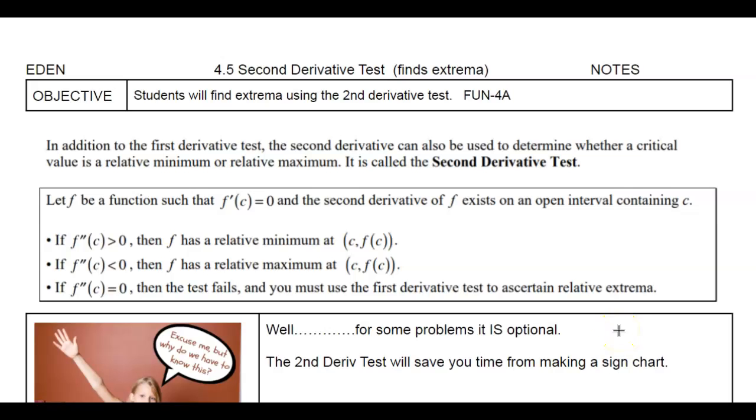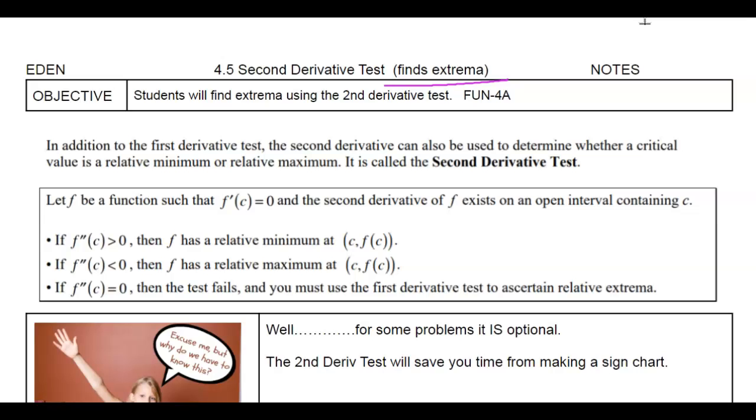Okay, so 4.5 is the second derivative test. Remember, the first derivative test found max and min using the sign chart. The second derivative test also finds max and min. It does not use a sign chart at all. If you learn and memorize the idea of the second derivative test, it will be faster than the first one.